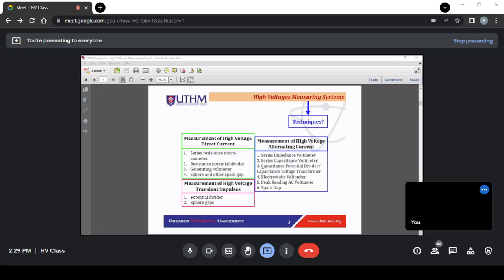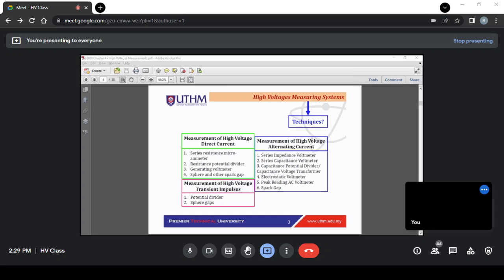talking about high voltage alternating current, high voltage AC, because this is the one that is widely used in the power system. Even the transformer will be AC, in the substation will be AC, everywhere is AC. So we need to know how to measure the AC.